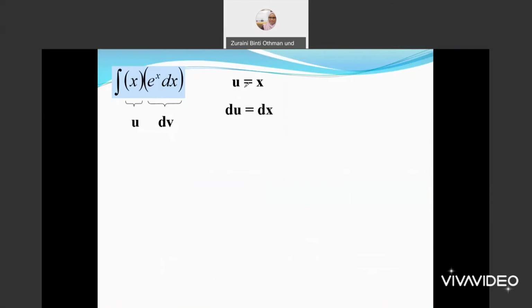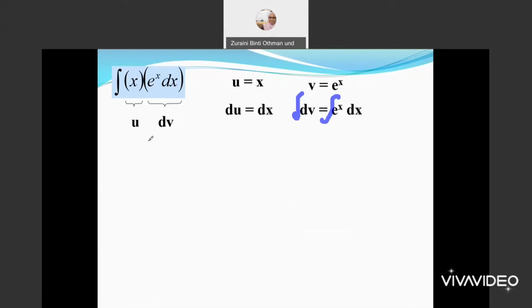Ataupun dekat sini, ni kan dia ialah apa? du over dx sama juga dengan 1. Okey, oleh sebab itulah du sama juga dengan dx. Yang sebagai u kita bezakan dan sebagai dv kita kamirkan dia. Okey, kamirkan dv dapat apa? Bila kita kamirkan dv, kita akan dapat v. And kamirkan exponent x dx kita dapat exponent x. Okay, so sebelah ni beza, sebelah ni kamir.